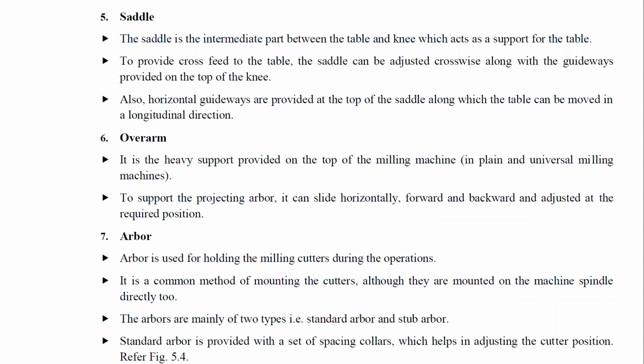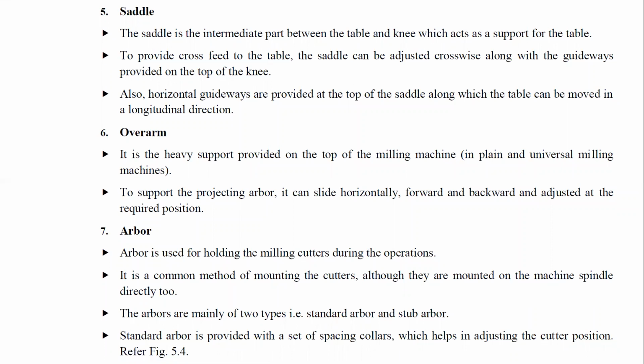To provide the cross feed to the table, the saddle can be adjusted crosswise along the guideways provided on the top of the knee. Also, the horizontal guideways are provided at the top of the saddle, along which the table can be moved in the longitudinal direction. So, two guideways are provided, one is horizontal, one is crosswise.